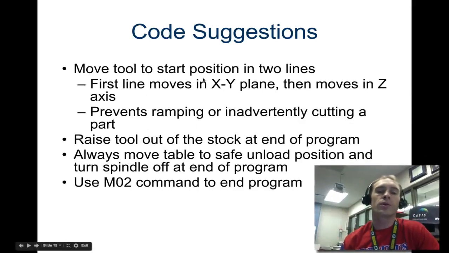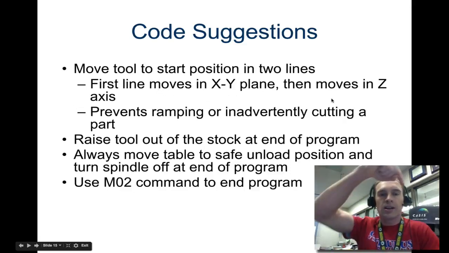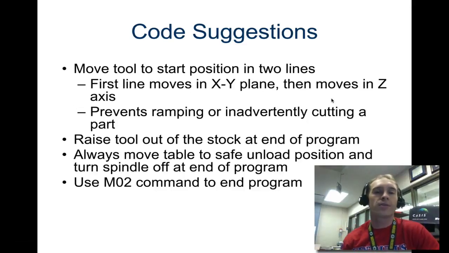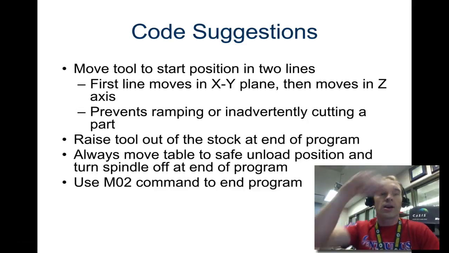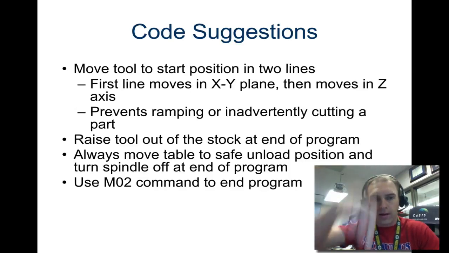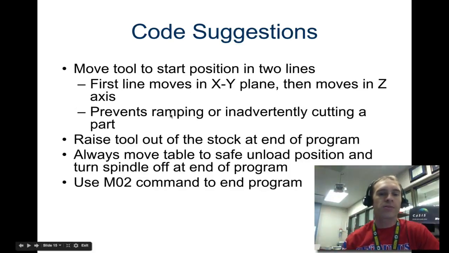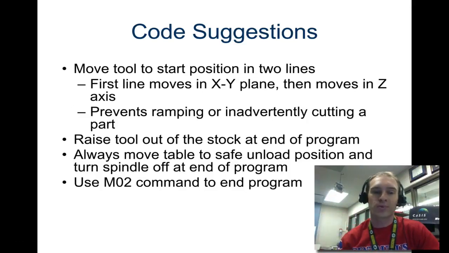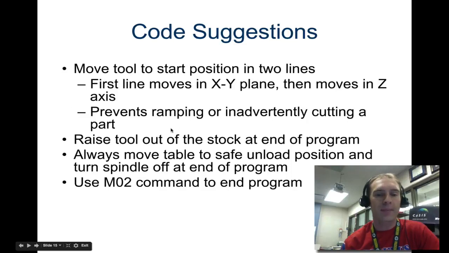You need to move your tool to start position in 2 lines. So first you would move it in the XY plane and then in the Z. You don't ever want to go diagonally down into something because we have good bits that we don't have to worry about them breaking. So go left and right and then plunge. This prevents the ramping or cutting the part or cutting into the clamp, which is really kind of a freakish, scary thing when that happens.